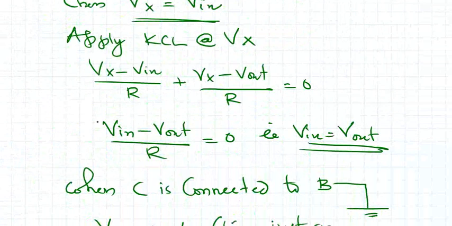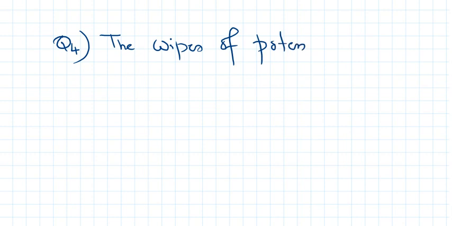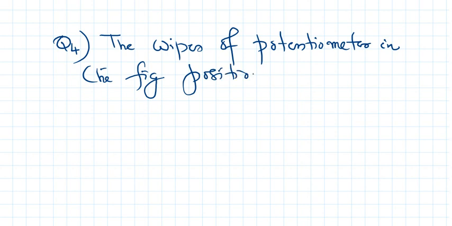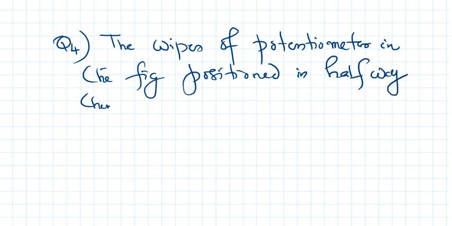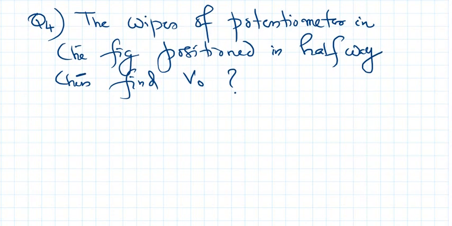Okay, here is the last problem. The wiper of the potentiometer in the figure is positioned halfway, then find V0. Okay, that is the problem.